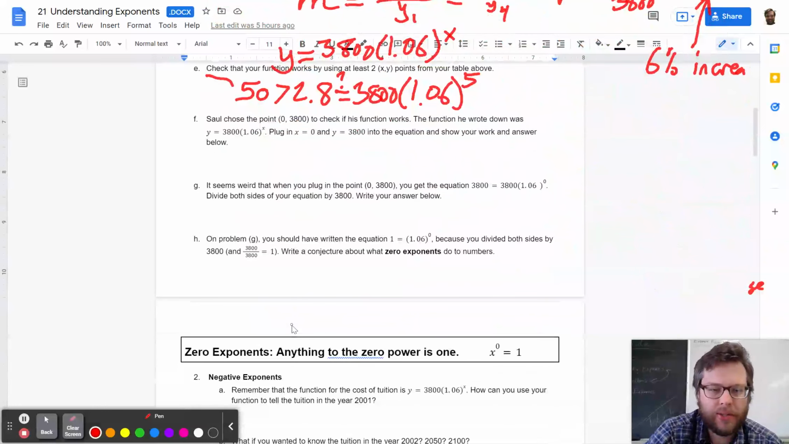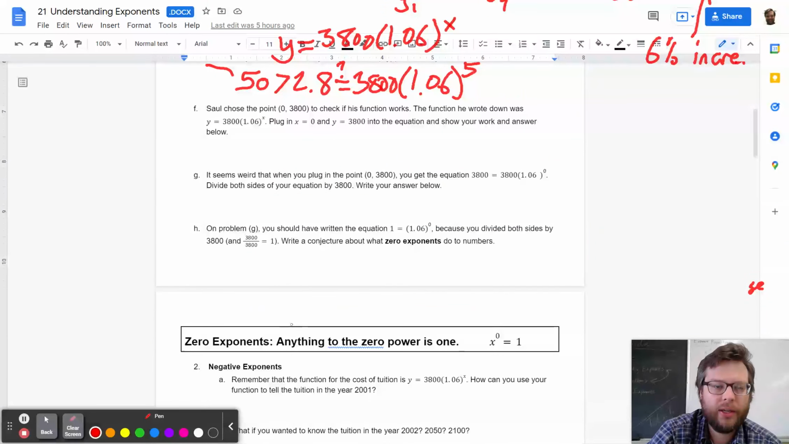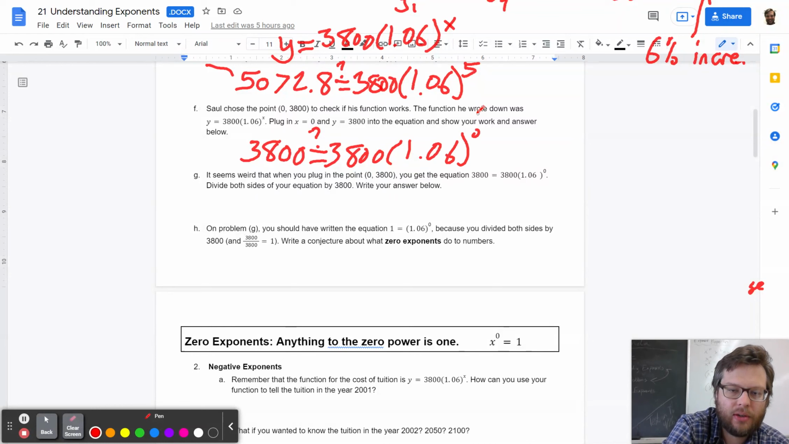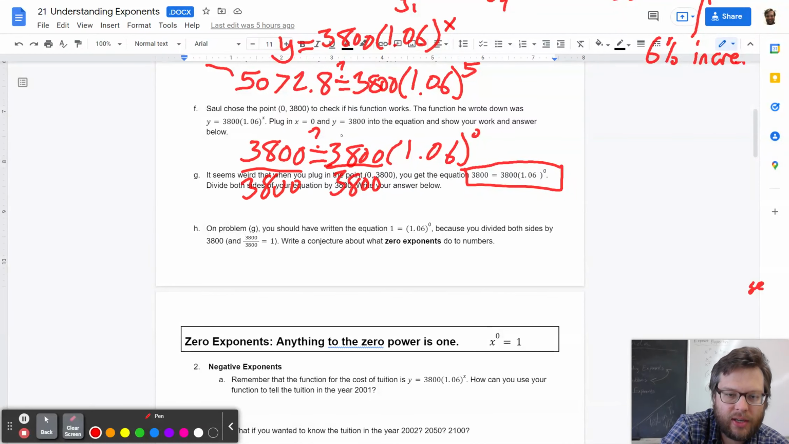Saul chose the point 0, comma 3800, and so he would have written down 3800 as his y value, and seeing if that equals 3800 times 1.06 to the 0. Then that's exactly what we see right here in part G. And if we want to divide it by 3800 on both sides, we should see that that cancels out 3800, leaving us with just 1 equals 1.06 to the 0.